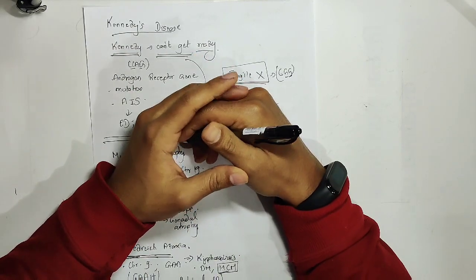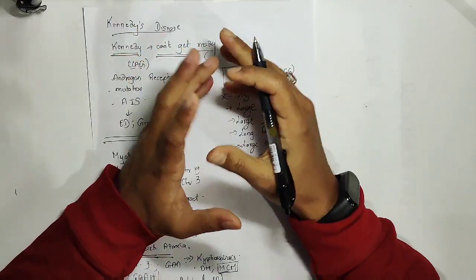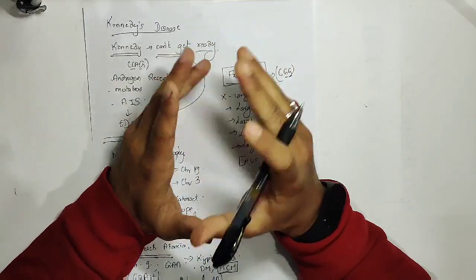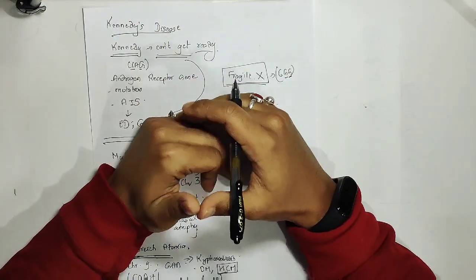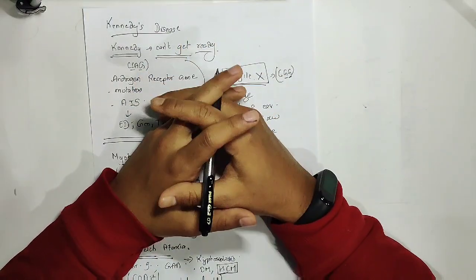Another thing is Machado-Joseph disease is also a kind of spinocerebellar ataxia. It is type 3. Sometimes they are asked, sometimes they are not, but just keep that in mind.